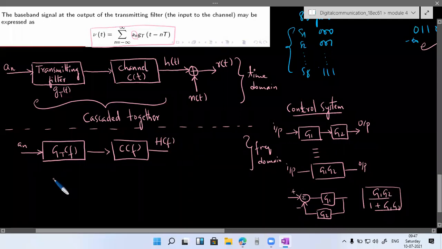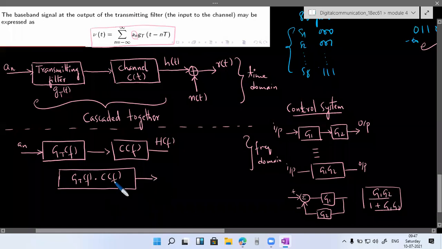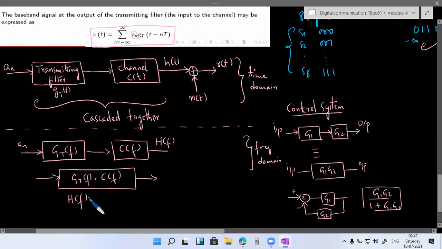So here in frequency domain, the overall gain gets multiplied. What happens in frequency domain? They both get multiplied. In turn, I can equate H of f as equal to G_T of f into C of f.